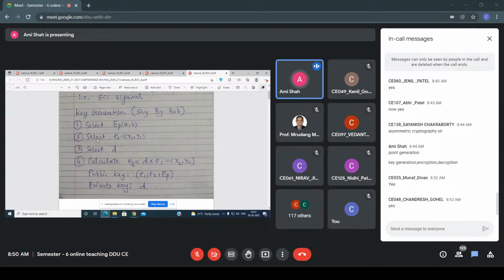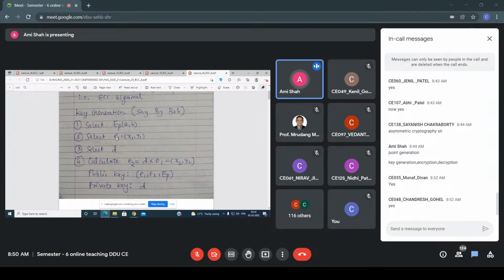Now here, the second point of key generation is to select E1 equals (x1, y1). Earlier, in point generation, you generated all the points over the curve, right? Now from all those points, you have to take any one point as E1.